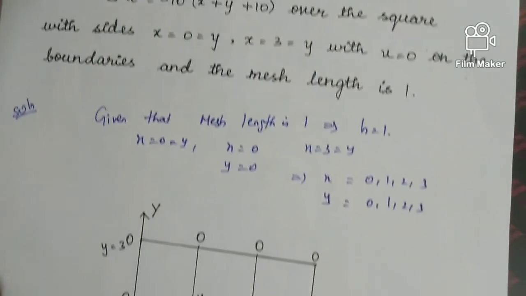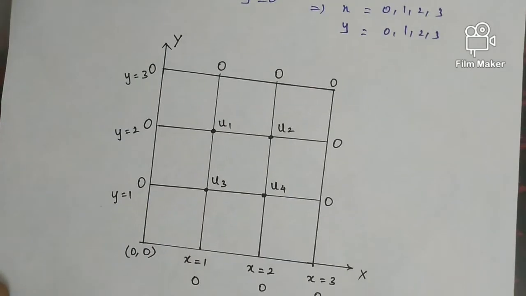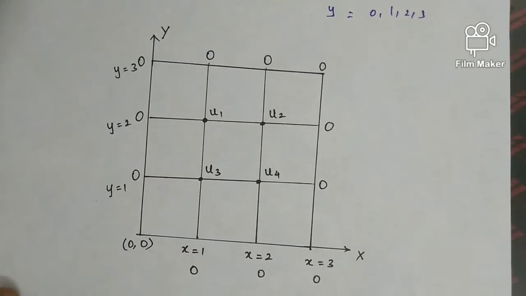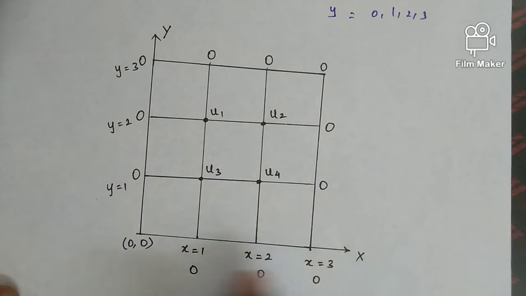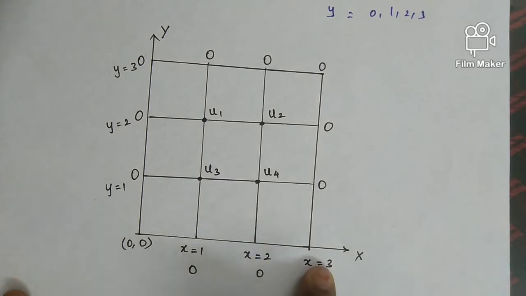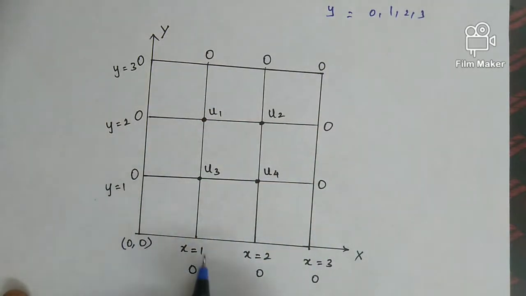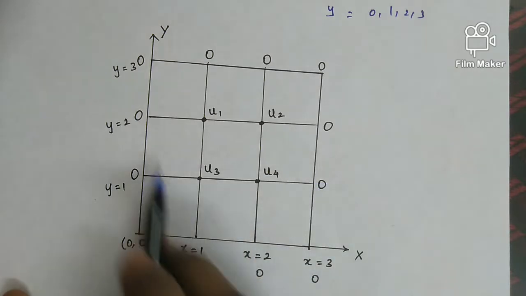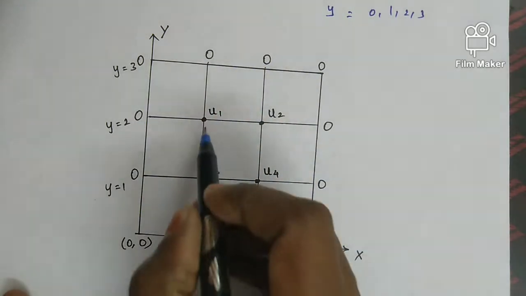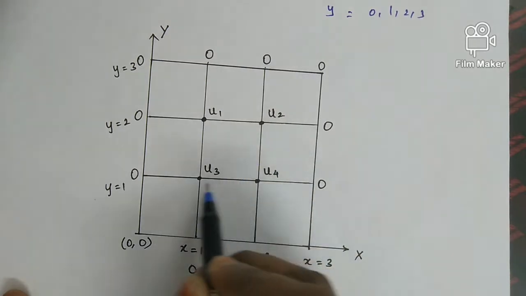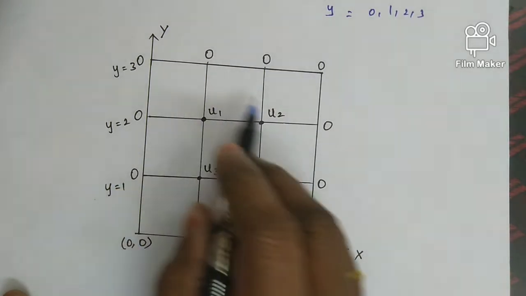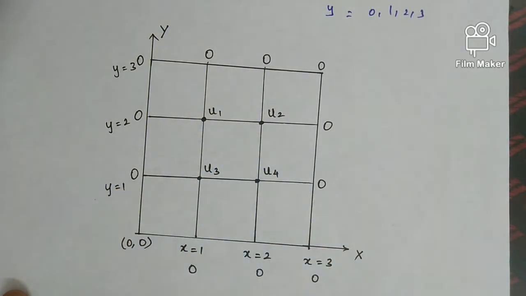According to the given data we can draw a diagram like this. Look at the diagram. Here we have taken the x values 0, 1, 2, 3 and the y values 0, 1, 2, 3. Since u equals 0 on the boundary, all the boundary values are 0. Look at the mesh points u1, u2, u3 and u4. For these 4 values only, we are going to find the solution under Poisson's equation.